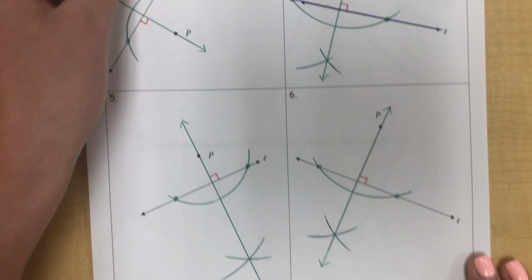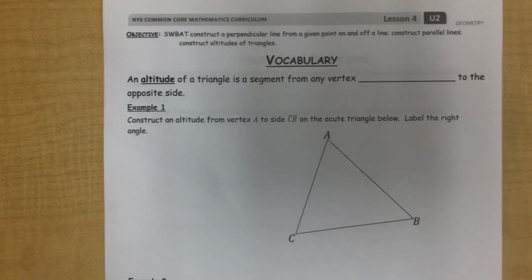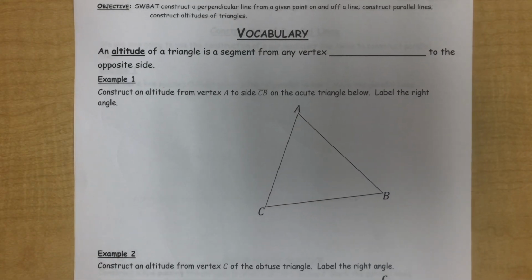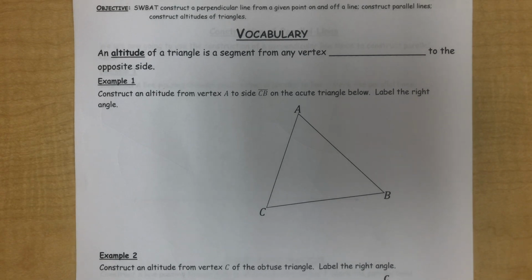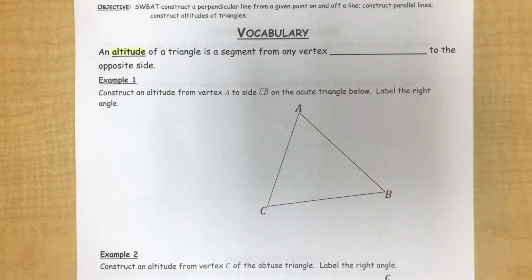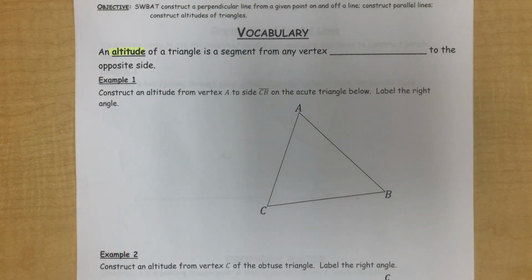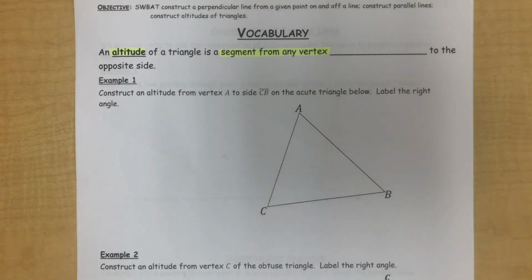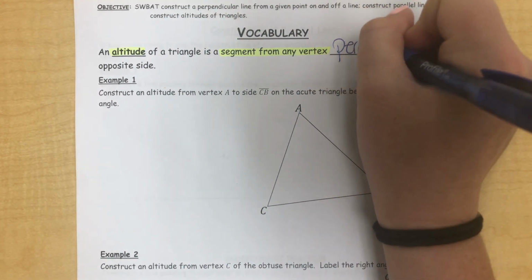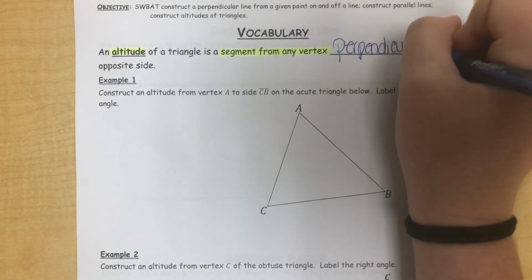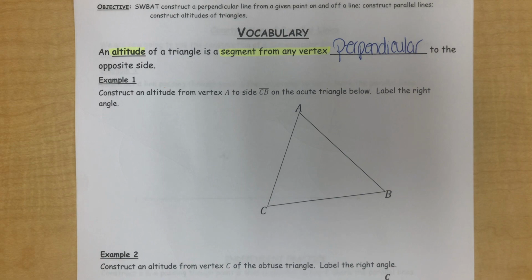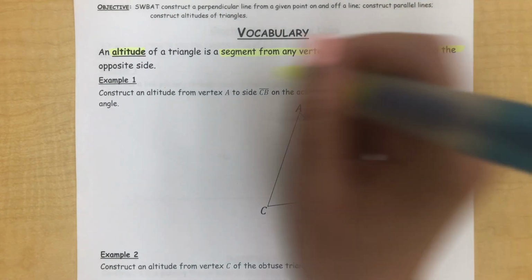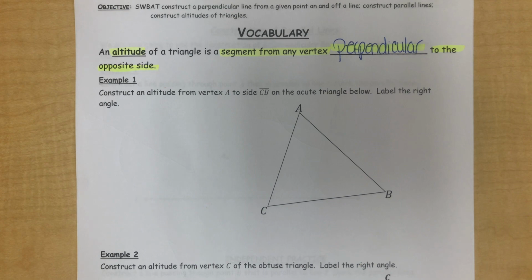All right, moving on. Just a little bit left to go. As we look here, this is going to be a new vocabulary word that we're going to go over. It's called altitude. So let's go ahead and just highlight that on our notes. An altitude of a triangle is a segment. Let me highlight this. It's a segment from any vertex, okay? And it's going to be perpendicular to the opposite side. We're going to see an example of that right now.